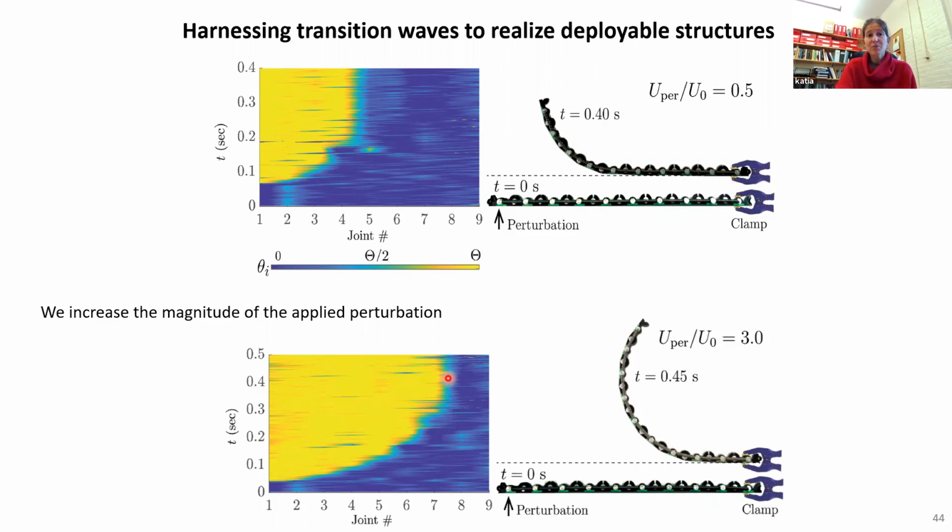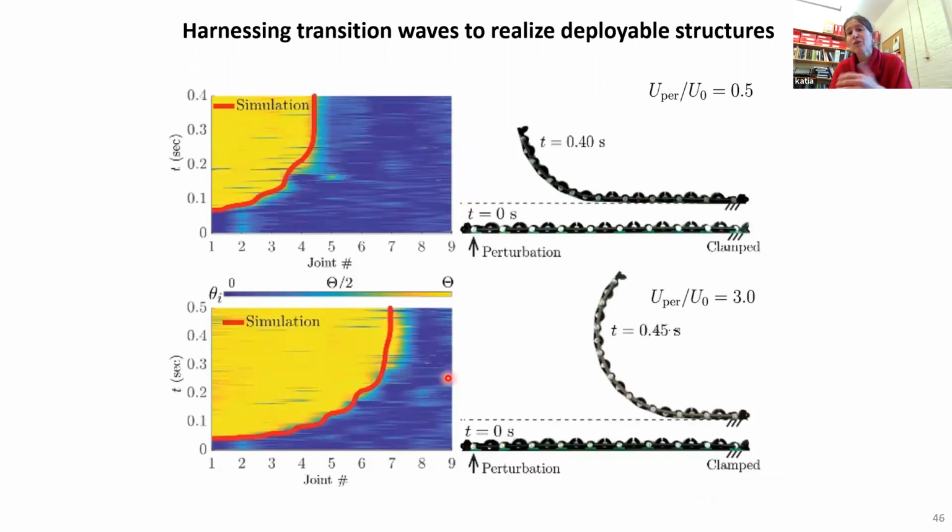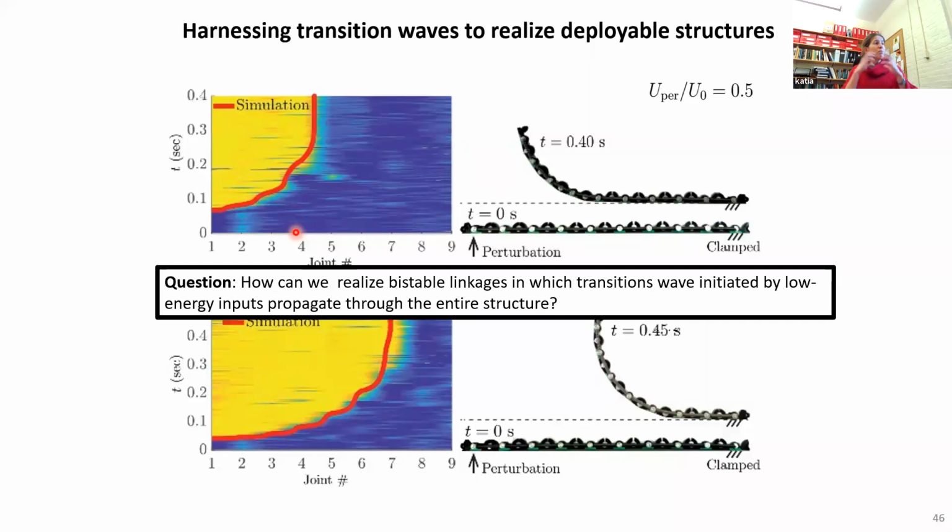And for this very experiment, we also have a very simple discrete model. These are linear springs and rigid bodies. And the prediction matches pretty well with what we see in the experiment. So now the question is, how can we modify the geometry to realize linkages in which the transition wave initiated by low energy inputs can propagate through the entire structure?